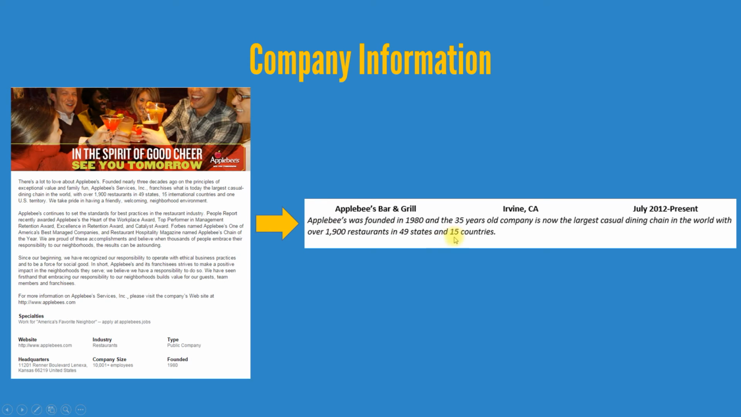Everything that's in this bullet point, guys, was contained on this LinkedIn page. Applebee's was founded in 1980, and the 35-year-old company is now the largest casual dining chain in the world with over 1,900 restaurants in 49 states and 15 countries. As an employer recruiter, guys, that tells me everything I need to know. That's all you got to do. It's really simple. You're taking these 3 or 4 paragraphs and these data points and just really synthesizing it using our formula into a couple lines.